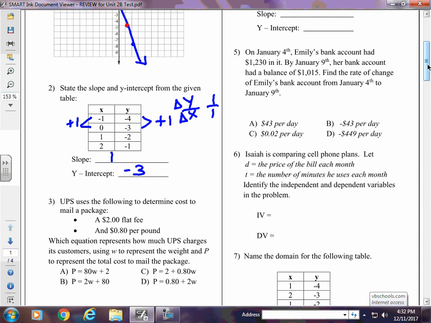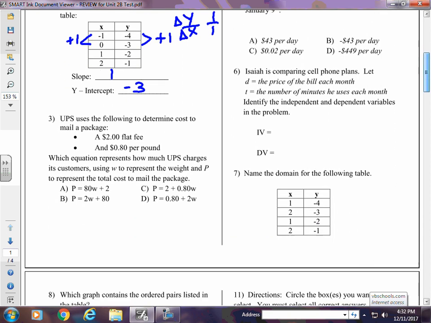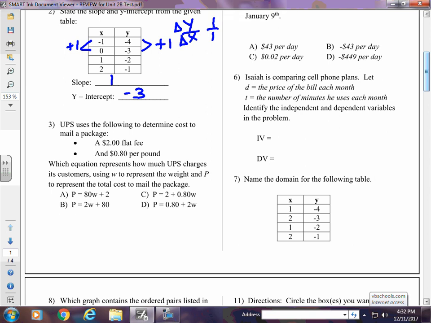For number 3, you're picking the equation that is written correctly for the situation. You have a $2 flat fee for shipping a package, and then you're going to pay an additional 80 cents per pound, right? And the W stands for the weight, and the P stands for the price of the whole package, right? So if I'm looking at my choices, I have to have 80 cents represented as 0.80.